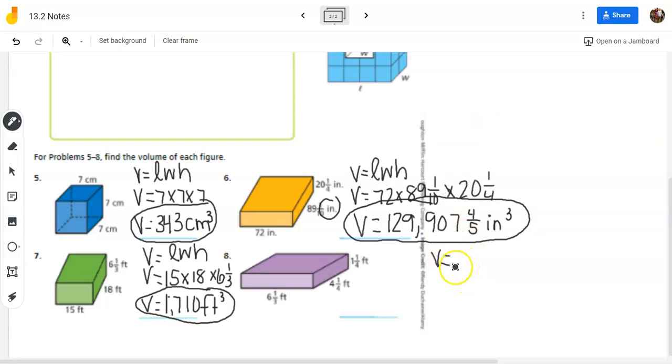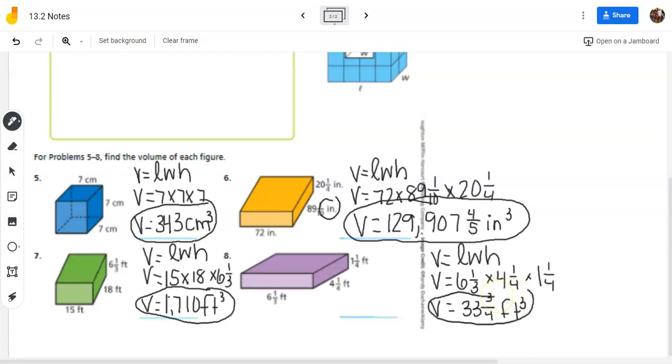On number 8, volume equals length times width times height. Now we're going to plug in our numbers. 6 and 1/3 times 4 and 1/4 times 1 and 1/4. In the calculator, when you multiply 6 and 1/3 times 4 and 1/4 times 1 and 1/4, you get 33 and 3/4. Our label is feet cubed.